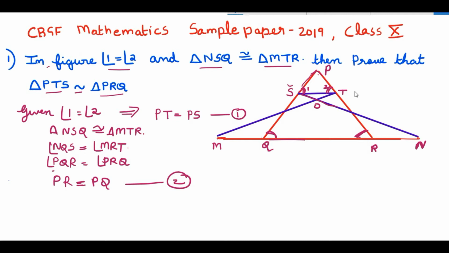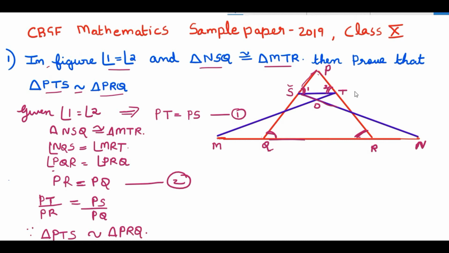And now from equation number 1 and 2, if I do 1 divided by 2, I will get PT divided by PR is equal to PS divided by PQ. So now the sides are proportional. So we also know that if two triangles are equiangular, then the corresponding sides are proportional and they will be similar. Same way, if the corresponding sides are proportional, those two triangles will be similar. So I can write triangle PTS is similar to triangle PRQ.